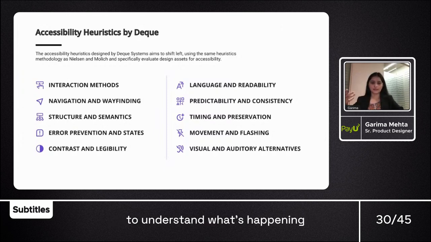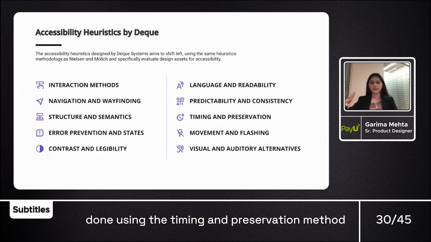to understand what's happening. Structure and semantics: just as I showed you, it becomes important that you have a clear hierarchy level set so that people with different assistive technologies can actually navigate through. Timing and preservation is again important for people who have cognitive disabilities and who are visually challenged. There might be a modal that says that in 10 seconds, if you don't complete this, the process will stop. So there has to be a clear identification telling them that in 10 seconds, you will scrap this particular process. In non-critical scenarios, you can also give them an ability to extend their session. For example, logout. Something simple like a logout can be done using the timing and preservation method.